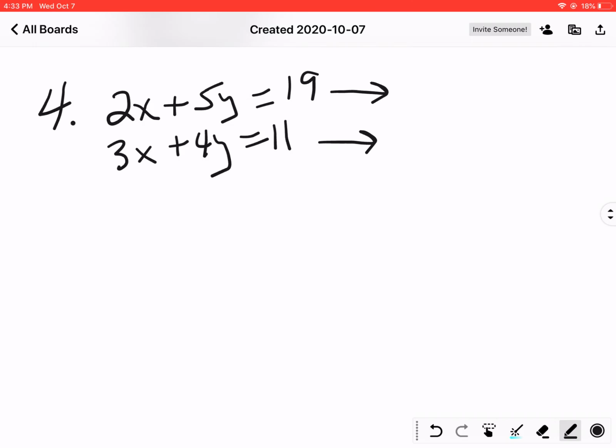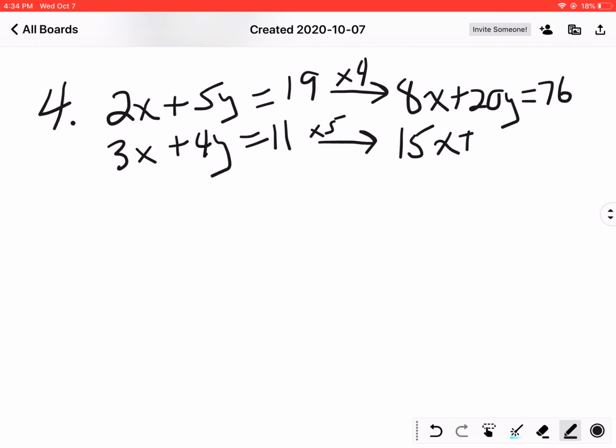So I'm going to multiply the top equation by 4, giving 8x plus 20y equals 76. Do some work there. And then the bottom equation, because I want this to be 20y, so times 5. 15x plus 20y equals 55. Now I've got this, which is what I want.